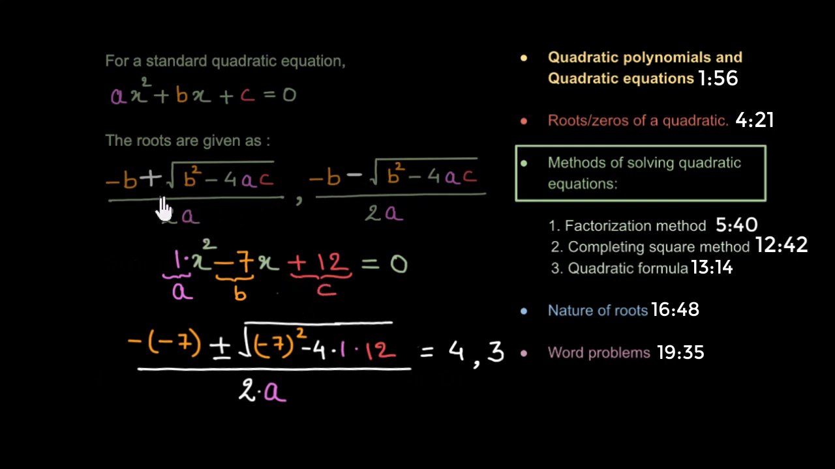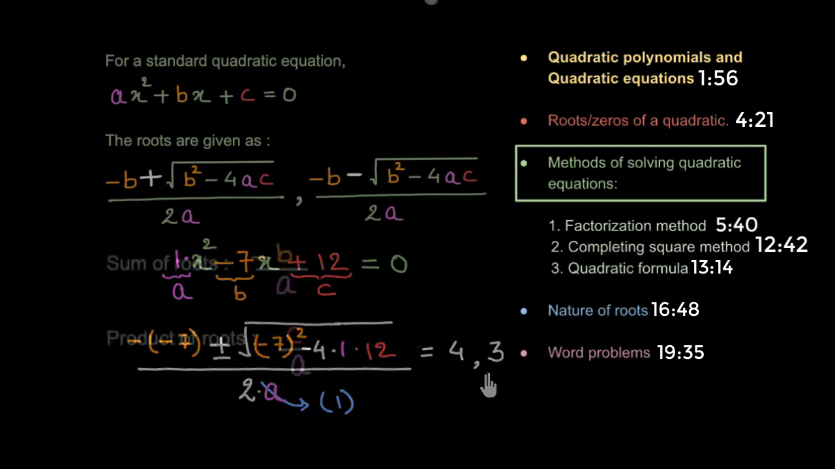On doing the correct substitution of a, b and c in the formula, negative of b, that is negative of negative 7, plus or minus square root of b square, that is negative 7 square, minus 4 times a, that is 1, times c, that is positive 12, divided by 2 times a, and a in this case would again be 1. 2 times 1 would give us the values of the roots, that is 4 and 3. So this may involve heavy calculations at times, but you would finally get your roots.